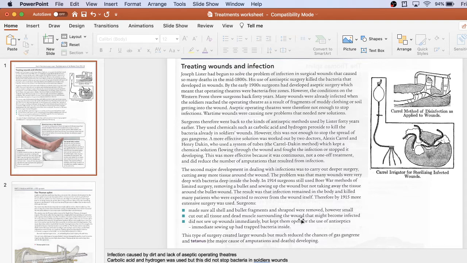They also made sure that they'd done more obvious things, such as removing the tissue and the dead skin cells around the wound. And that's because that opened skin cell is likely to have trapped bacteria and dirt. By cutting that away, the dead tissue and the dead skin cells, you're again reducing the risk of infection. Okay, so that's the Carroll-Dakin method.